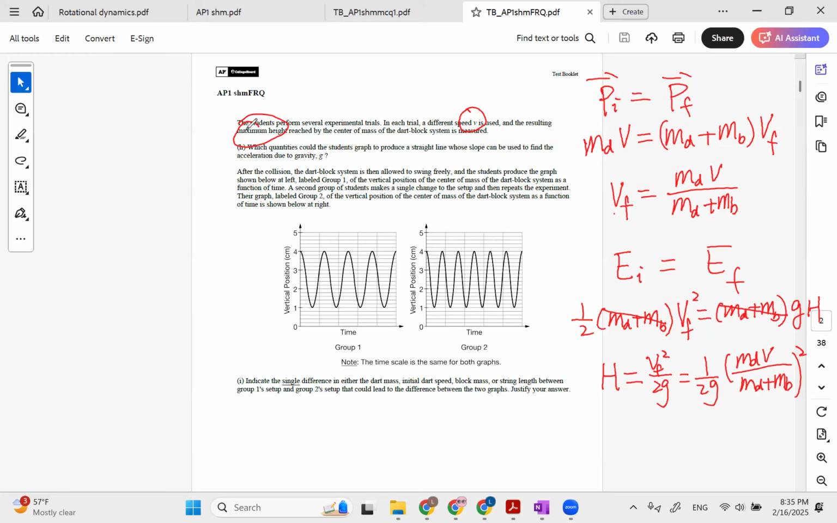After the collision, the dart block system is then allowed to swing freely, and the students produce the graph shown below at left, labeled Group 1, of the vertical position of the center of mass of the dart block system as a function of time. A second group of students makes a single change to the setup and then repeats the experiment. Their graph labeled Group 2 of the vertical position of the center of mass of the dart block system as a function of time is shown below at right.